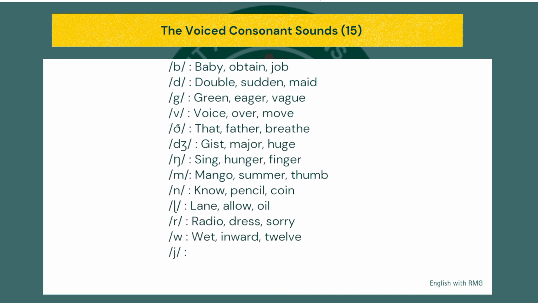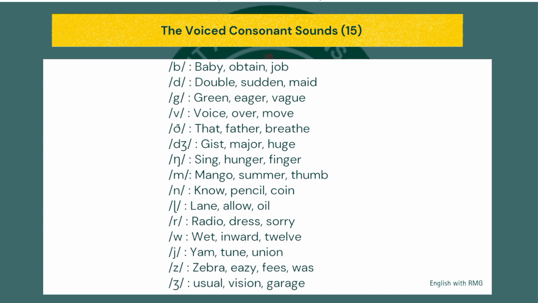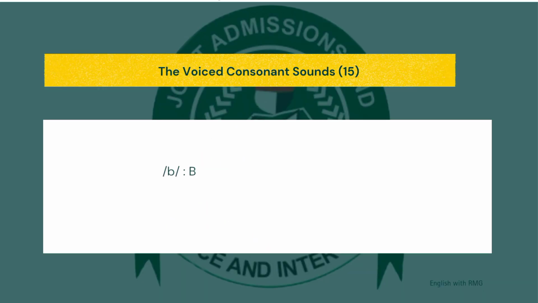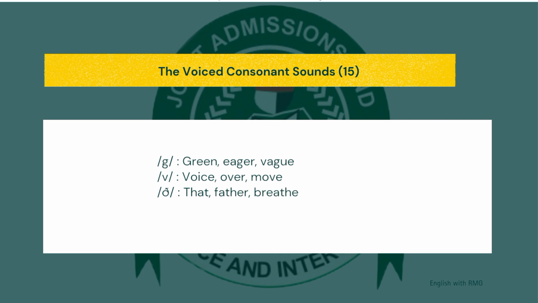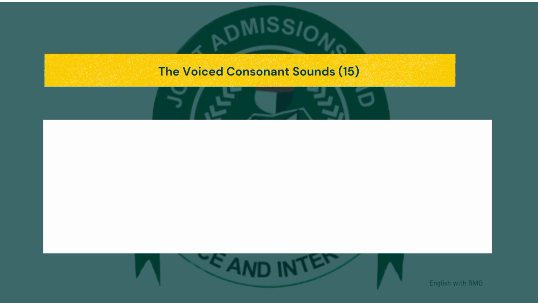This is the list of the voiced consonant sounds in English. There are 15. Now let's take it one after the other. We have B, as in baby, obtain, job. We have D, as in double, sudden, made. We have G, as in green, eager, vague. We have V, as in voice, over, move.